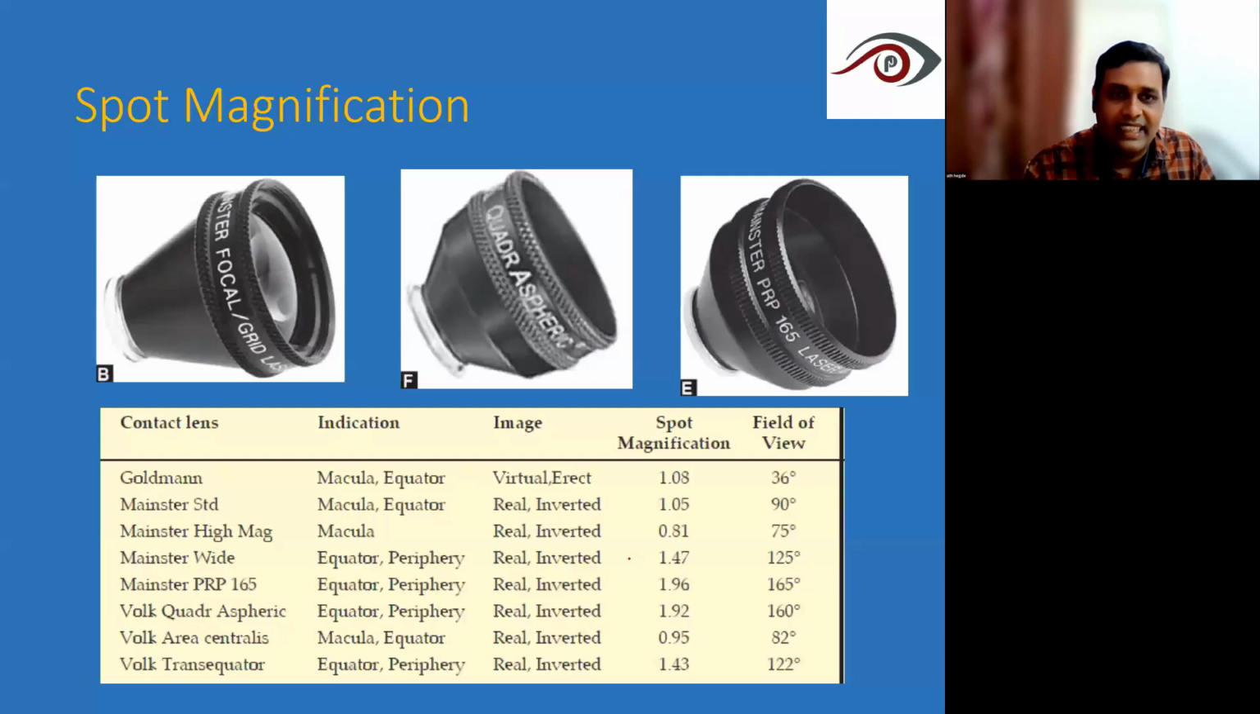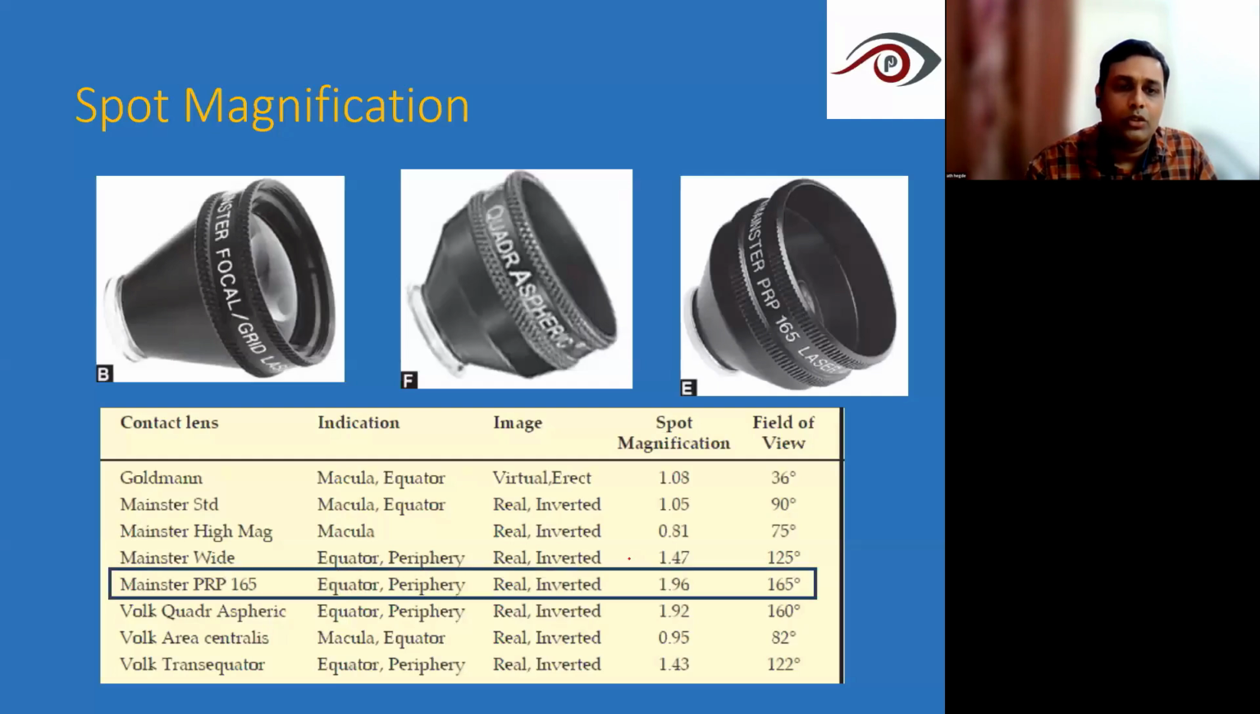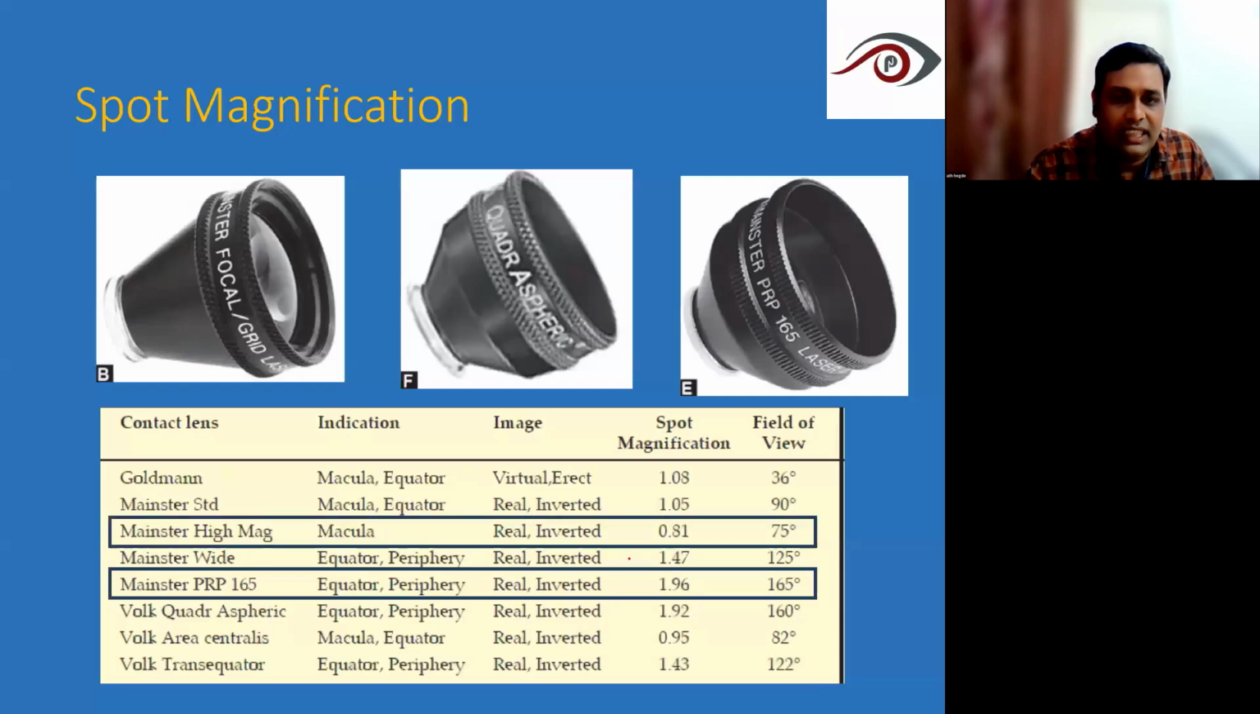So here are the certain lenses that I mentioned. The one I more commonly use is the Mainstar PRP 165 lens, which is 1.96x magnification, and it gives me a field of view of 165 degrees. And for the focal laser, I use the macular or focal grid lens, which decreases the magnification to 0.81x, and it gives only the central 75 degrees. So we have to decrease the spot size for the macular grid laser, and we have to increase the spot size for the PRP laser.